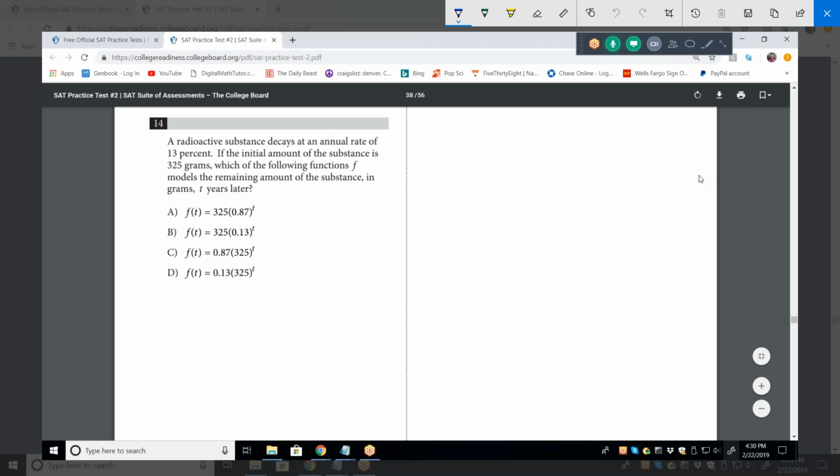Number 14. Remember your exponentials? Let me write the primary one that you have to know. That's not really called y, it's usually called A. Starting amount times 1 plus r to the t.